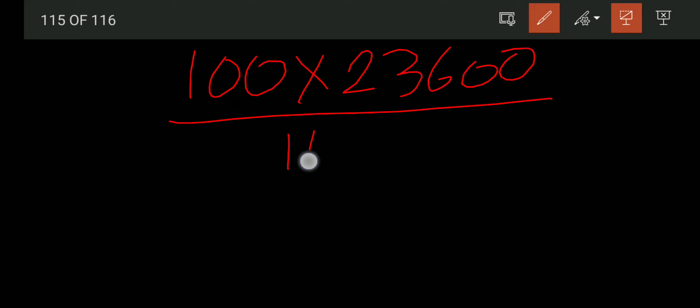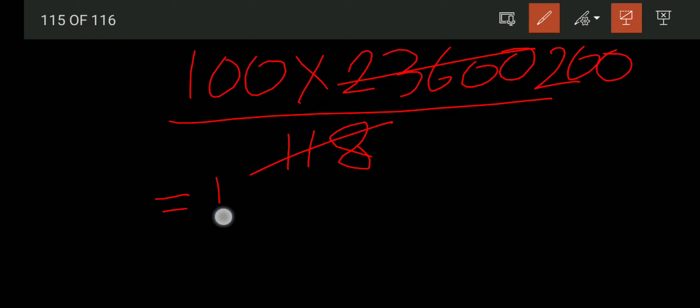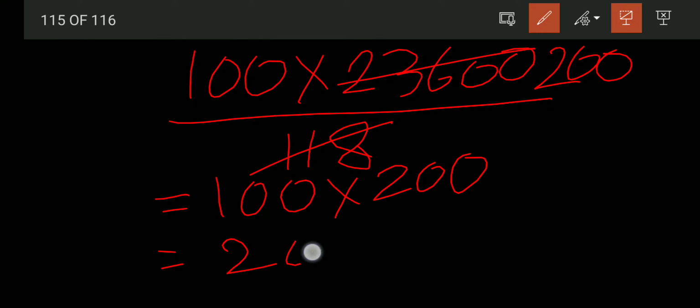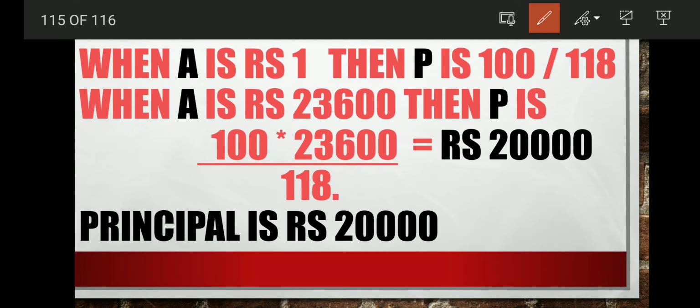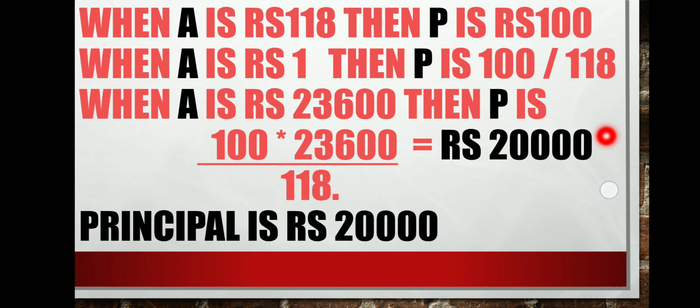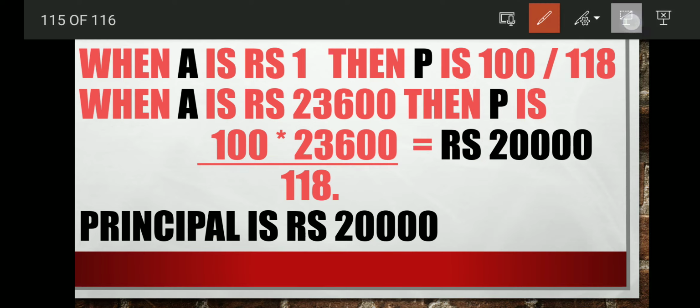Now let us solve it. 100 into 23,600 divided by 118. See, 118 twos are 236 and 2 zeros, and 100 into 200 is 20,000, means 2 with 4 zeros. This is 20,000. So what is the principal? Principal is 20,000. You know, children, we can check our answer as well, whether this principal 20,000 is correct or not. Let me explain how we are going to check.